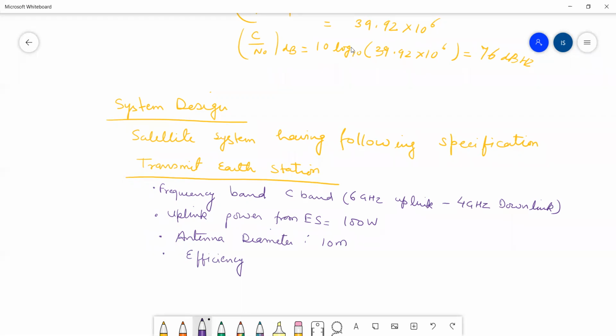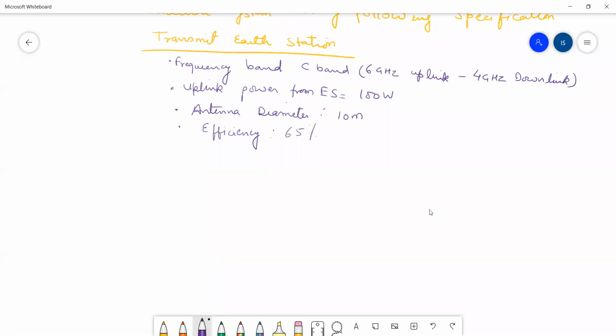So the efficiency of the antenna is suppose 65%. So this is all about the Earth station. There are a few more parameters, suppose the rain attenuation. The total rain attenuation in the way is given. These are the parameters given. We have to find out the minimum carrier to noise ratio required at the receiver end.